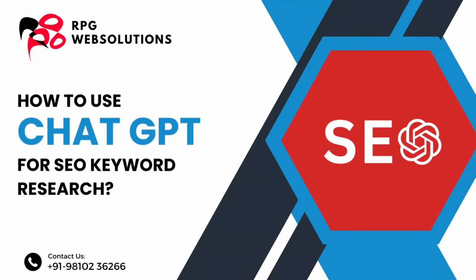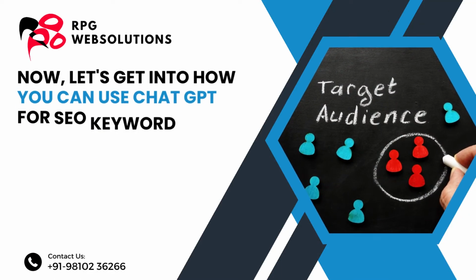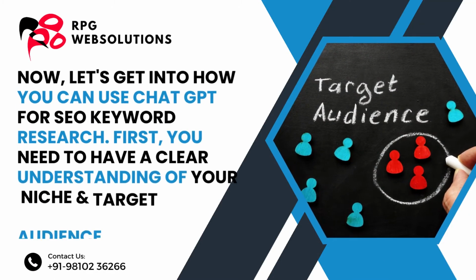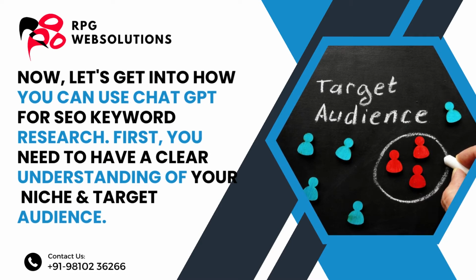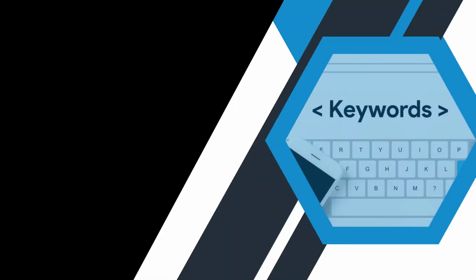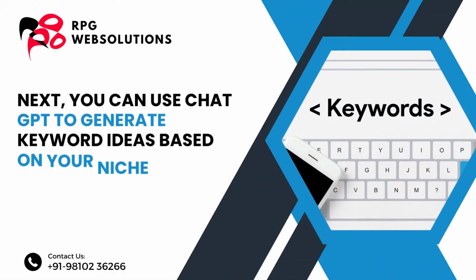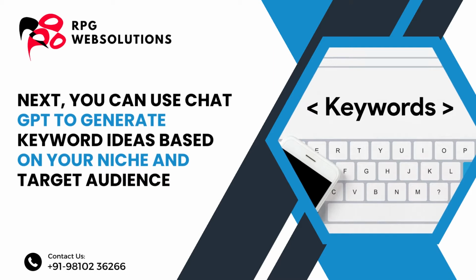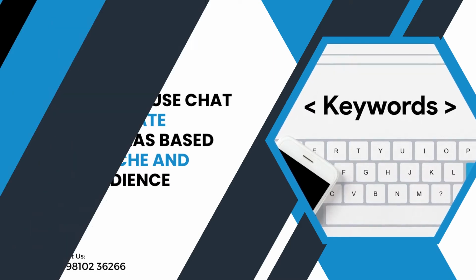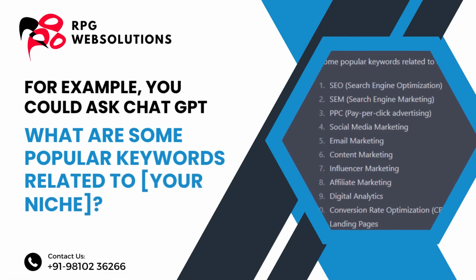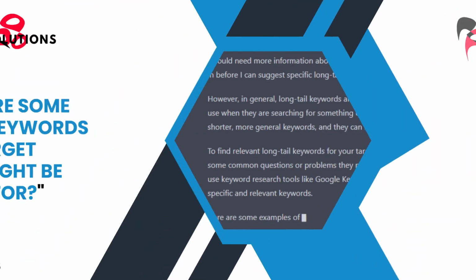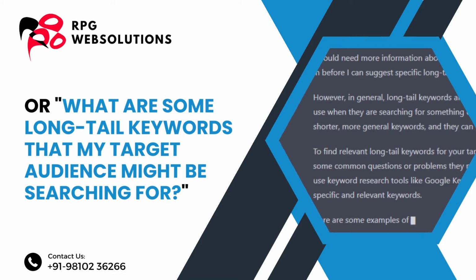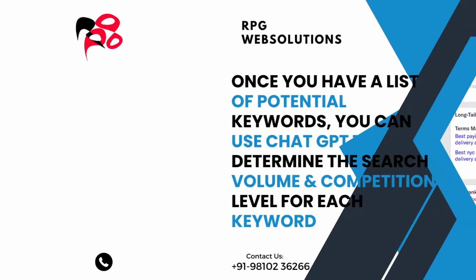How to use ChatGPT for SEO keyword research? Now, let's get into how you can use ChatGPT for SEO keyword research. First, you need to have a clear understanding of your niche and target audience. Next, you can use ChatGPT to generate keyword ideas based on your niche and target audience. For example, you could ask ChatGPT what are some popular keywords related to your niche, or what are some long-tail keywords that my target audience might be searching for.